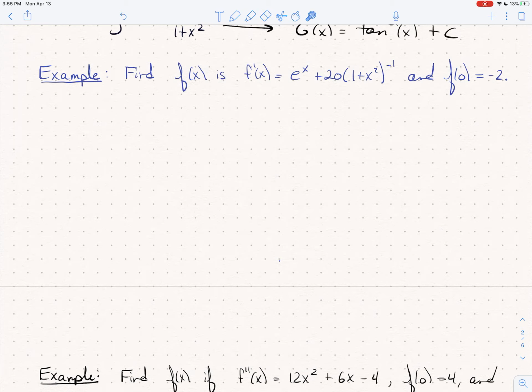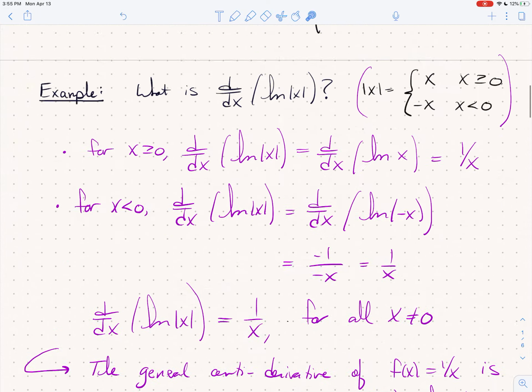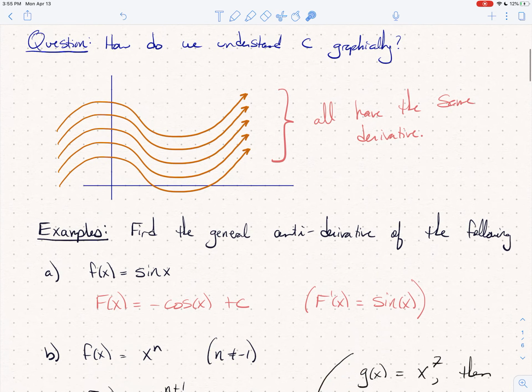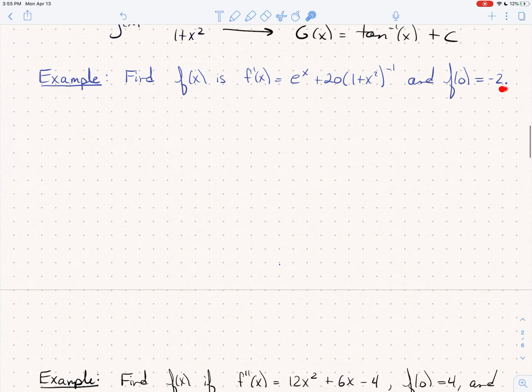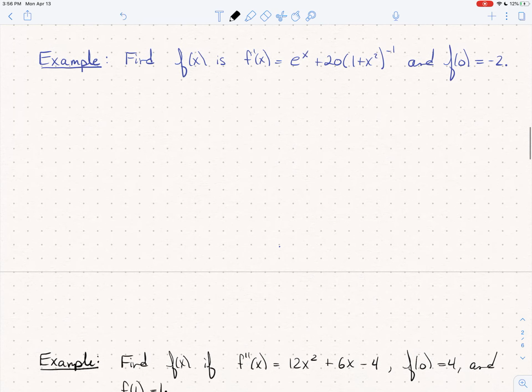I'm going to give you the derivative, but I'm also going to tell you one point on the graph. I'm going to tell you that f of something is something, and I want to scroll back up to where we were looking at the graphs. When I tell you that f of 0 is negative 2, that's the information you need to figure out which one of these curves your function is. And so when I give you a point like this, you can actually find the precise function, not just a family of functions, but the precise function itself. So let me walk you through how to do this.